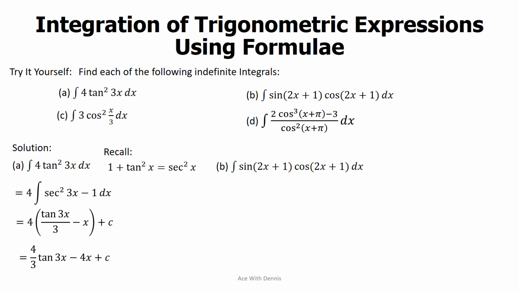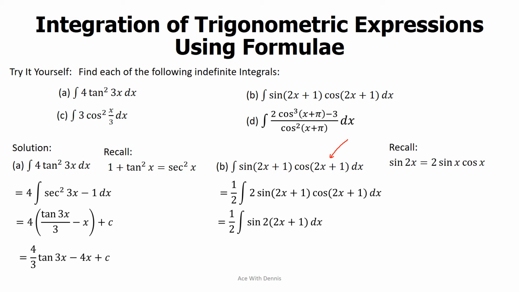For B, integration of sine 2x plus 1 cosine 2x plus 1 dx. Recall that we can use this formula. Sine 2x equals 2 sine x cosine x. So we have to modify this expression, which becomes half integration of 2 sine 2x plus 1 cosine 2x plus 1 dx, and it becomes half integration of sine 2x plus 1 dx.